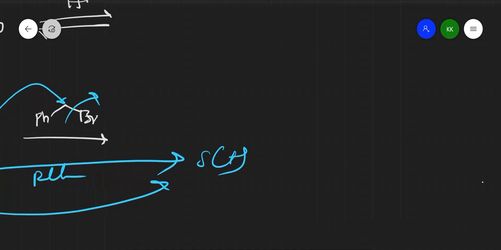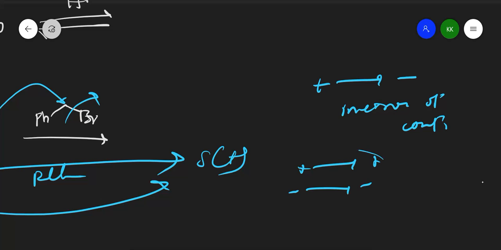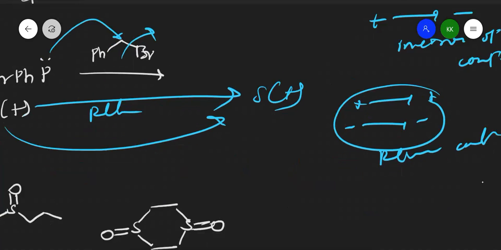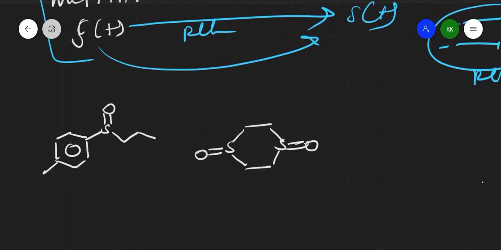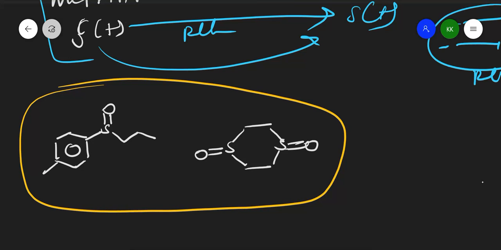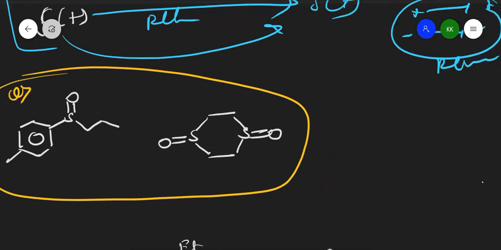Whenever plus becomes minus, we call it inversion of configuration. Whenever plus remains plus or minus remains minus, then we call it retention of configuration. Everything we have discussed in the reactions, right? So sometimes they will ask you to identify optical activity and geometrical isomerism in such compounds. These are the two compounds they have given, and they ask the question: comment on the optical activity and geometrical isomerism. They will ask like that.